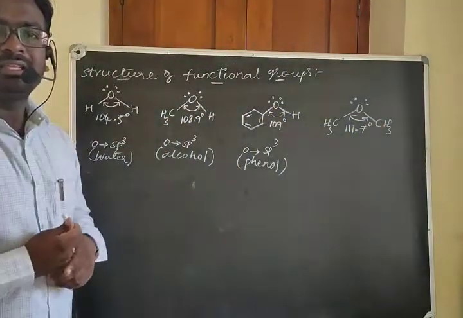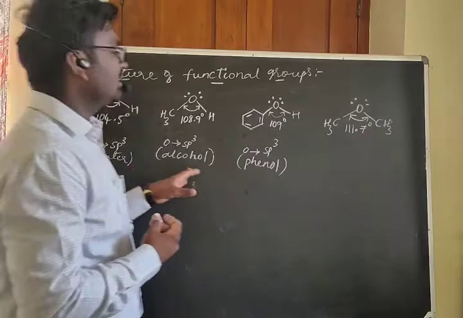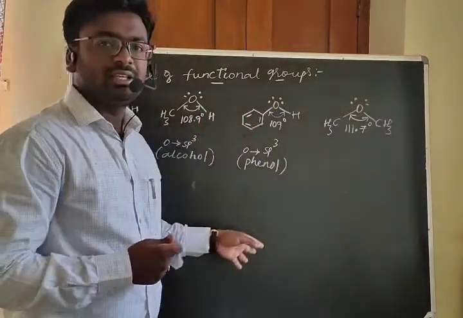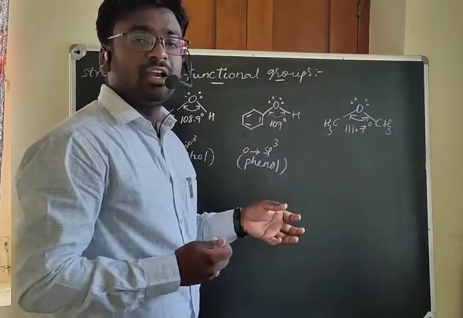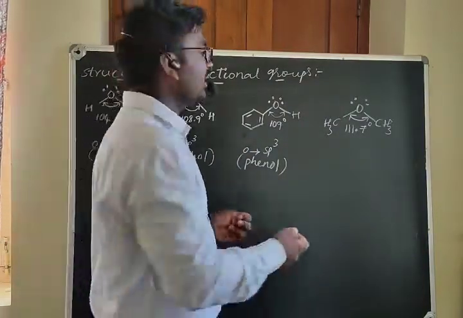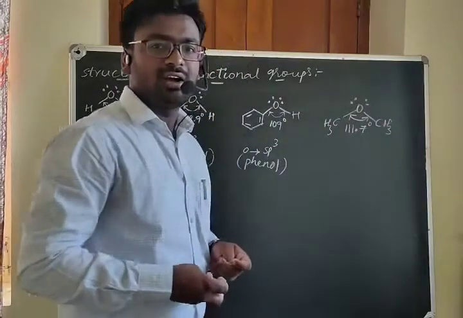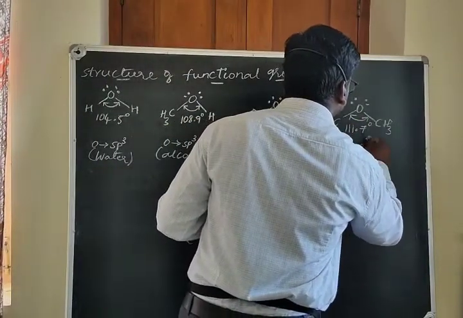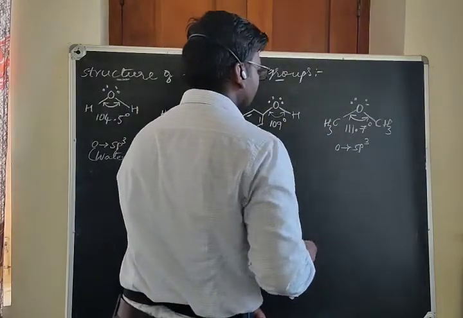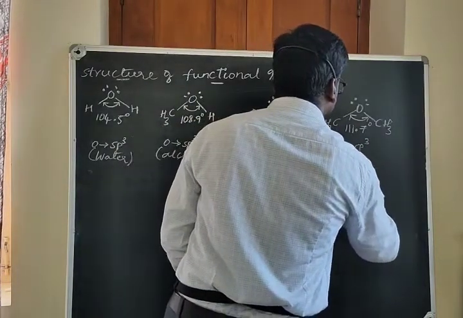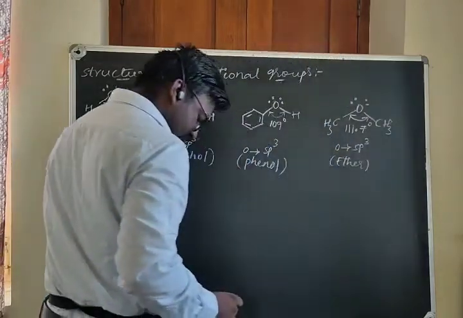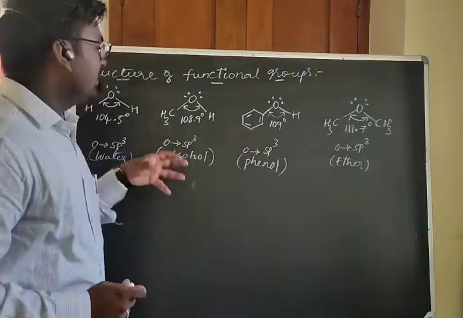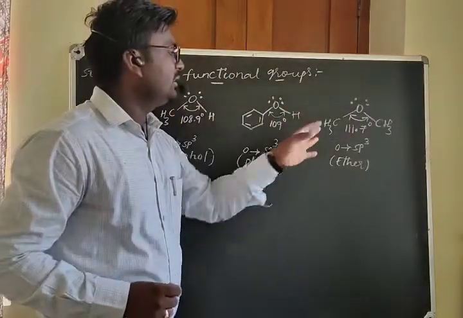Okay, 111.7 degree. In all these classes of compounds, the bond angle is higher in the case of ethers, because 2 bulkier groups are present on either side of the oxygen atom. And here oxygen is also sp3 hybridized. Okay, and this is called an ether. Now why is the bond angle in ether high?